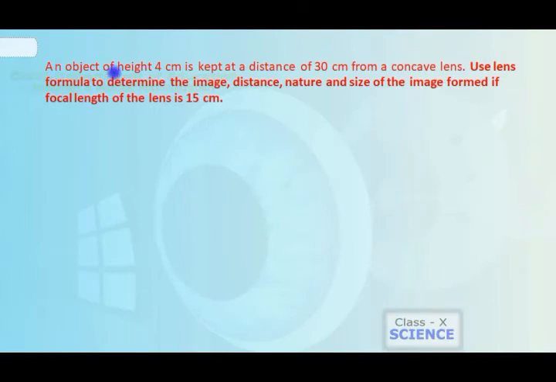See the question: an object of height 4 centimeter is kept at a distance of 30 centimeter from a concave lens. Here we are using a concave lens. Now the question is, use the lens formula to determine the image distance, nature and size of the image formed if the focal length of the lens is 15 centimeter. So firstly we need to see which type of lens is used, right? Here concave lens, so we make a rough ray diagram.